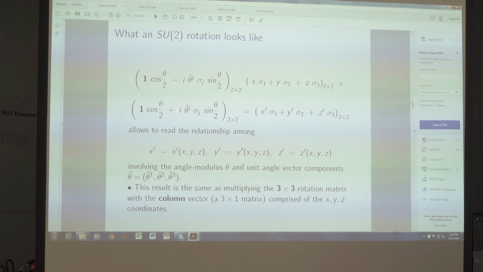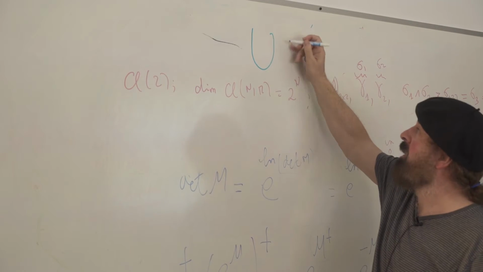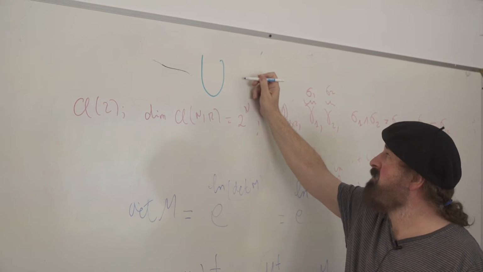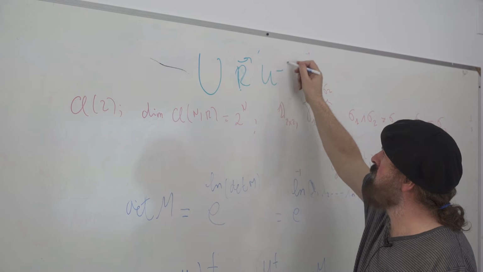Because remember, this object here is the Hermitian conjugate of this one. The Hermitian conjugate of 1 is 1. If you have a Hermitian matrix, the Hermitian conjugate of sigma is the same. The Hermitian conjugate of minus i is plus i. So this is like my matrix U, and this is like my inverse. So in reality, you could write this rotation as some sort of vector R, with U and U inverse.